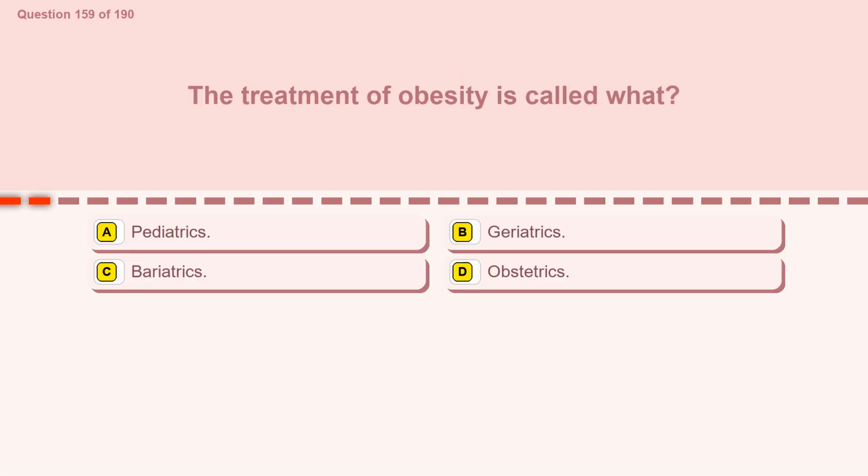Question 159. The treatment of obesity is called what? Option A, pediatrics. Option B, geriatrics. Option C, bariatrics. Option D, obstetrics.